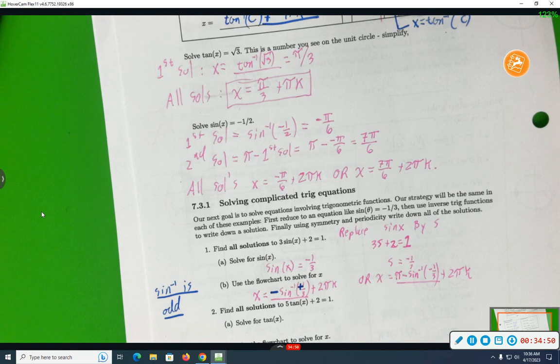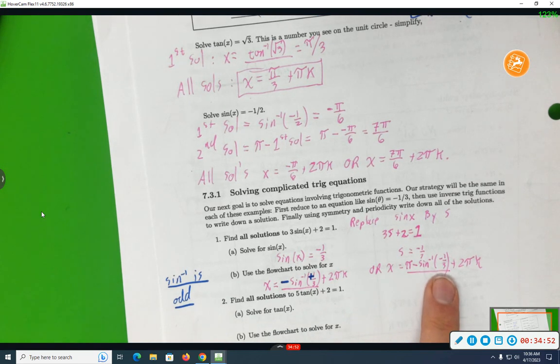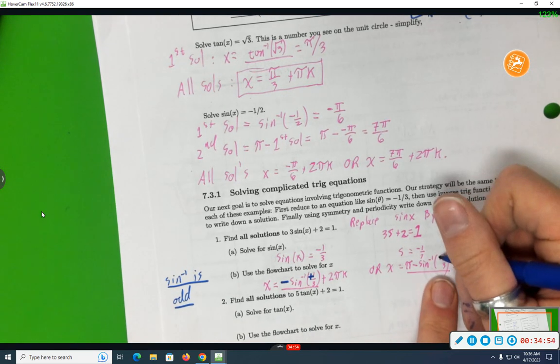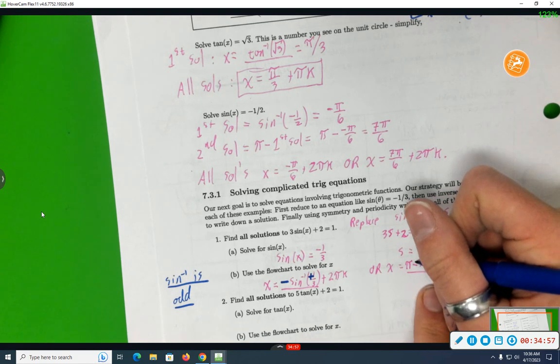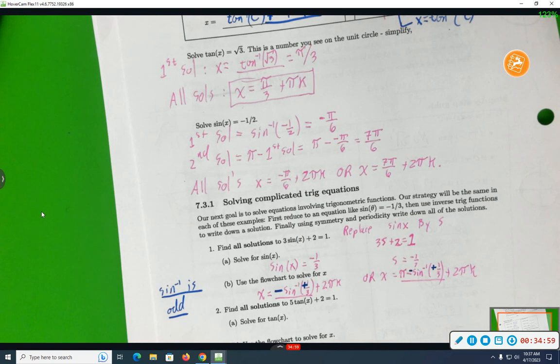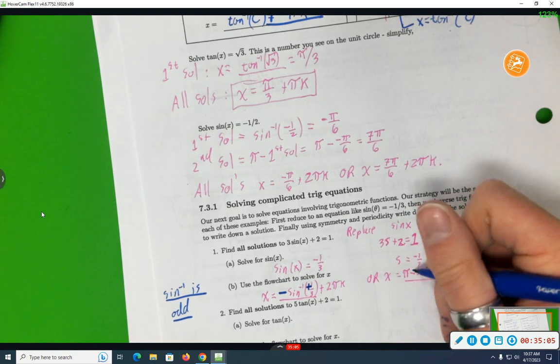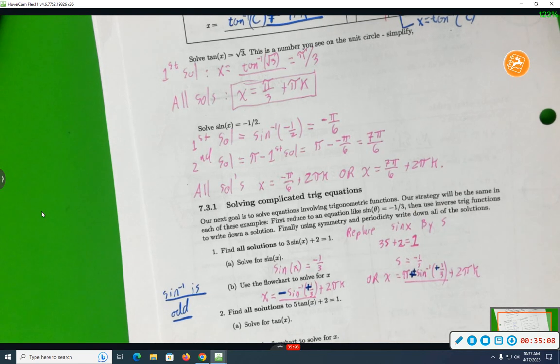I see this same negative sign inside of the parentheses. Let's pull it out and see what happens. So I could pull out this negative sign and put it in front of the sine. Does it cancel with anything now? Yeah, it's like a double negative, right? So the second solution is actually pi plus inverse sine of 1 over 3 plus 2 pi k.